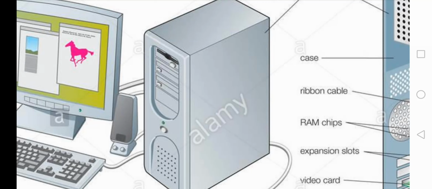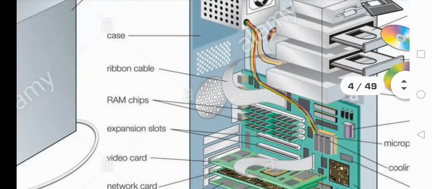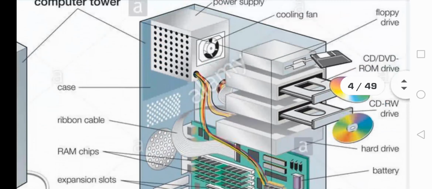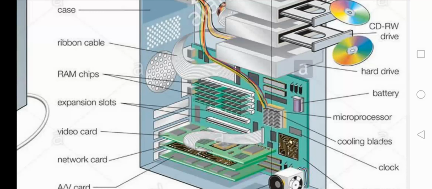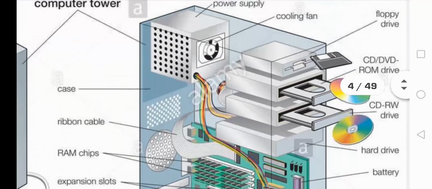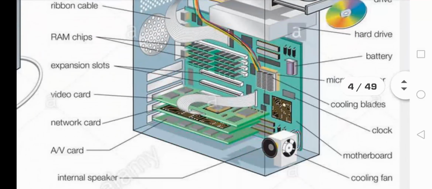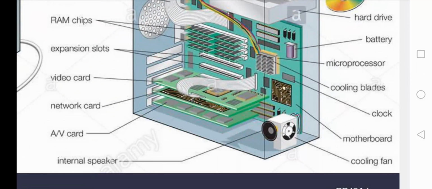But the subunits or subcomponents present within this large rectangular box are not going to do the entire processing operations that we assign to them. Please look at this figure. This figure shows the inner subcomponents actually present within the CPU box. There are many components present within this. There is a very important subcomponent or subunit present within this CPU box, that is the motherboard.